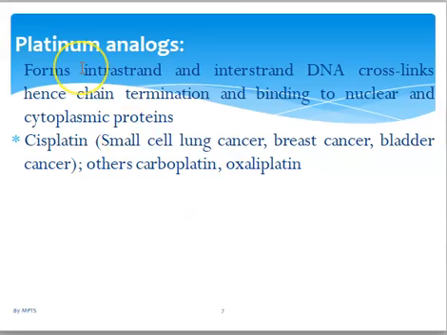The others are the platinum analogs. Of course, they form intrastrand and interstrand DNA cross-links, hence chain termination, and of course binding to nuclear proteins.